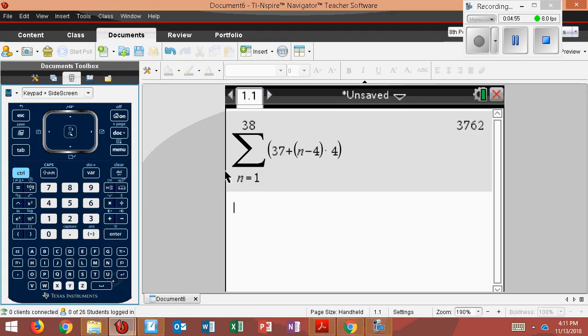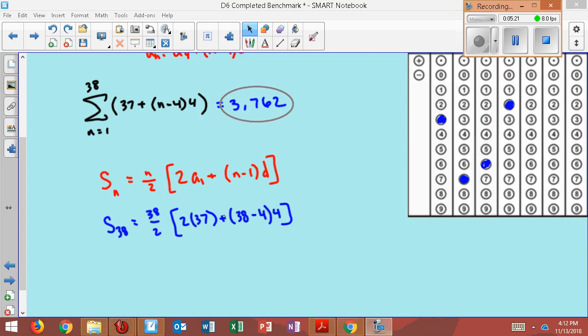And so I'm going to come over here and say 38 over 2 times our a sub 1, which was 37, plus n minus 1, and our n is 38, but it's actually n minus 4 since I'm using the fourth term, times 4. And why are we getting a different answer here? I guess plain and simple, it will not work here with a sub 4.